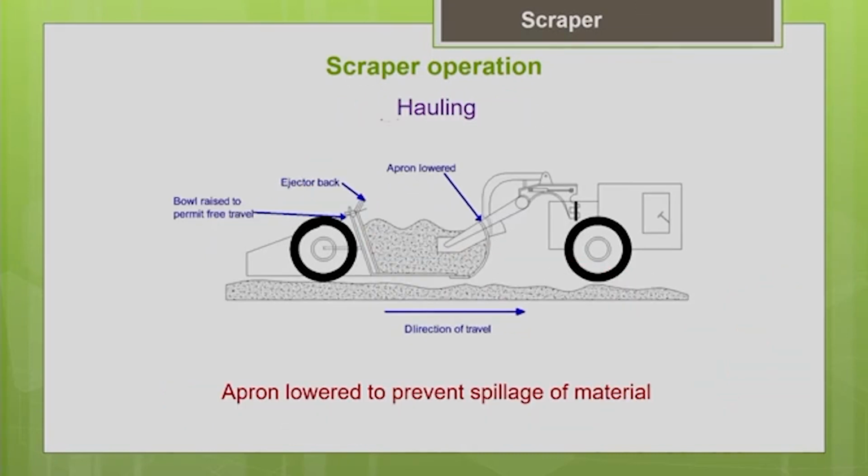Next is hauling. Once the bowl is full, you can just raise your bowl and carry the material in the bowl. You are going to haul it. The bowl is raised so that you can permit free travel of your machine. Now you can see the ejector is in the rear end only. Now you are lowering your apron. Why should we lower the apron? So that we can avoid the spillage of the material out of your bowl. The apron is lowered to prevent the spillage of your material during the hauling operation.